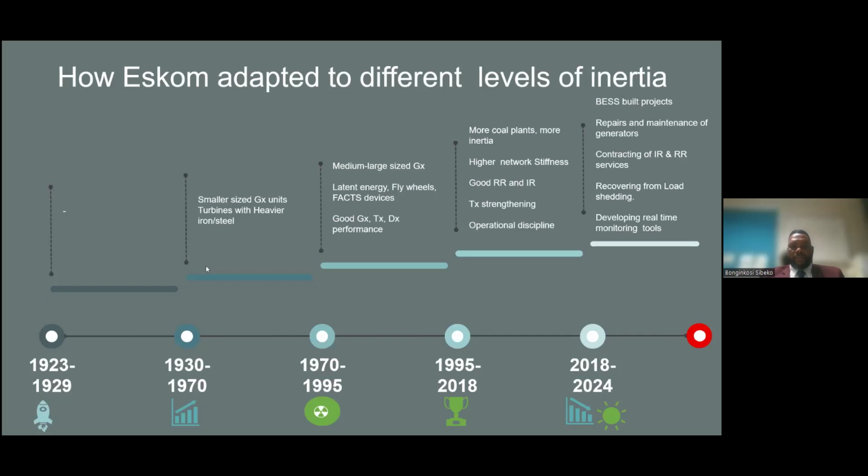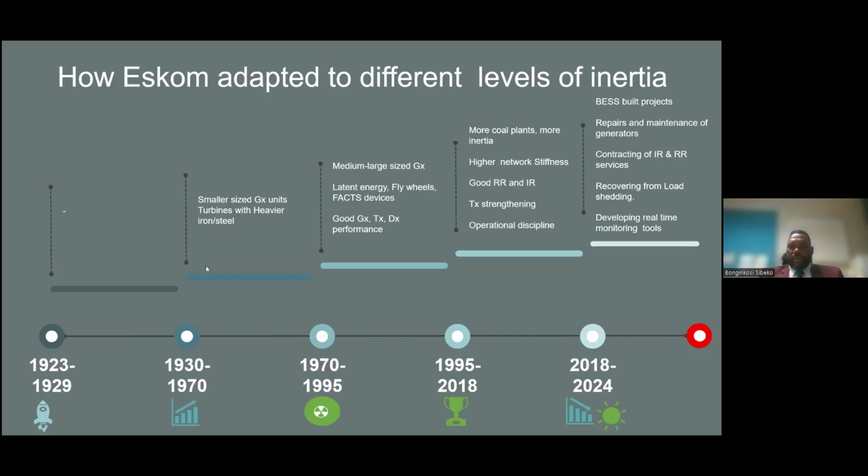to 1995, we had medium to large size generators. We're talking about around 300 to 500 megawatts generators. Those generators comprise what we call latent energy. So whenever one tripped, the energy that was stored was released to the system. We installed a lot of flywheels and then some FACTS devices. Generally the performance of the generators was quite good. I think maybe in a year we would have 1 or 2 trips.